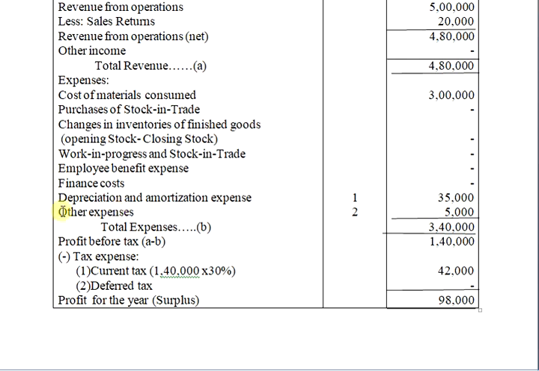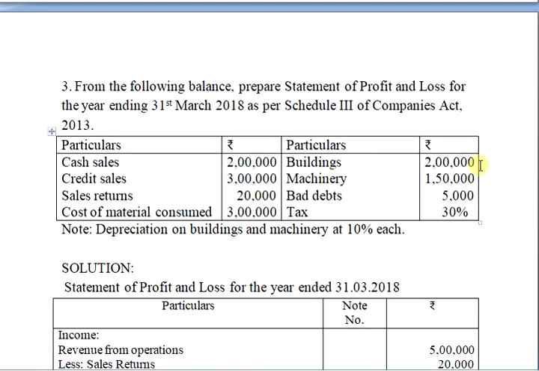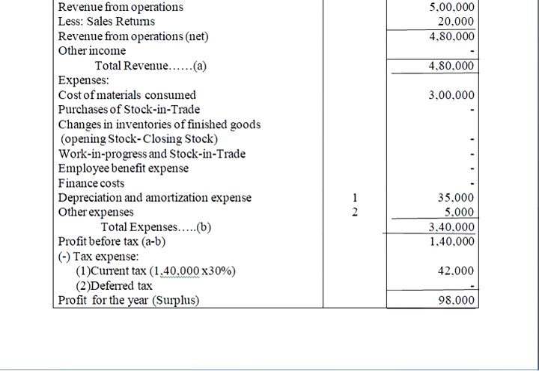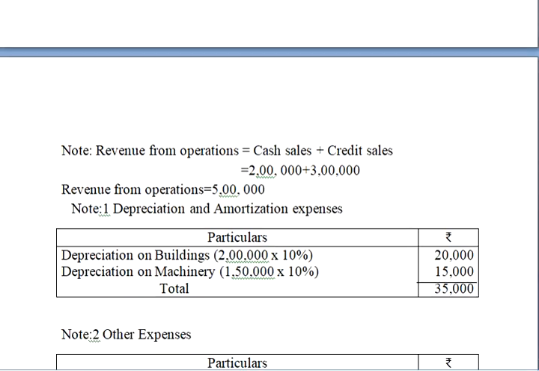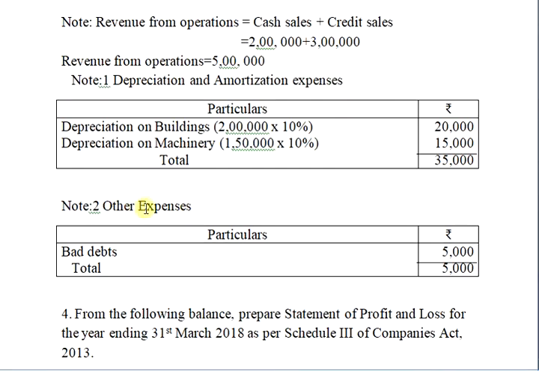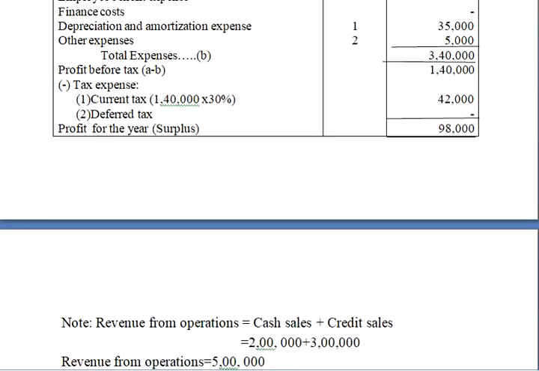Note number 2, that is other expenses, note 2 you have maintained 5,000. What is that 5,000? Don't be confused here, that 5,000 will be treated as bad debts. Bad debts 5,000 we have. So other expenses, note number 2, that is 5,000, is considered as bad debts. Here you can see bad debts, note number 2, other expenses, bad debts is 5,000. So that 5,000 we have considered here, other expenses rupees 5,000.